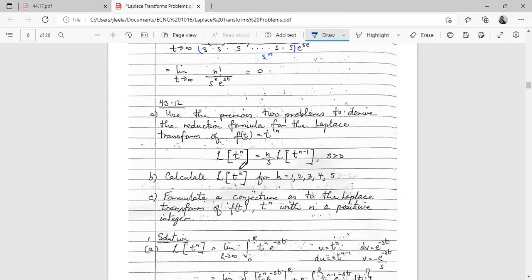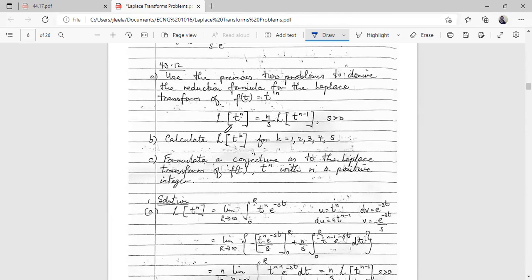To derive the reduction formula for the Laplace transform of f(t) = t^n. So we have, remember, the Laplace of t^n is n over s times the Laplace of t^(n-1), for s greater than 0. So that is part A.